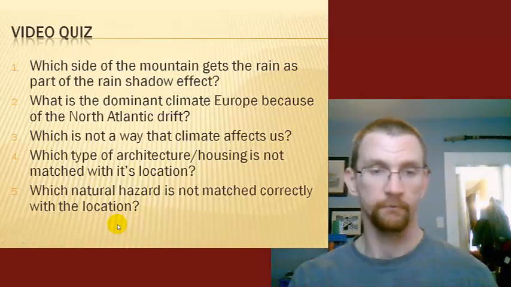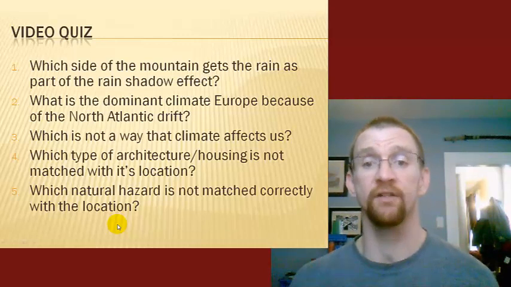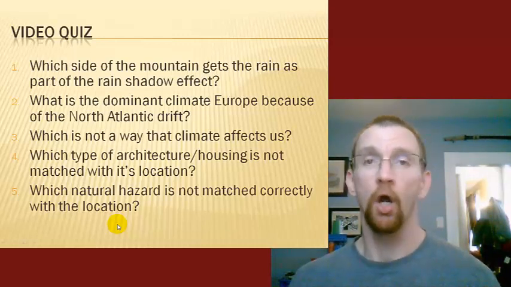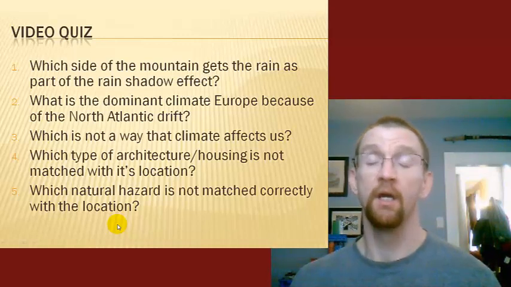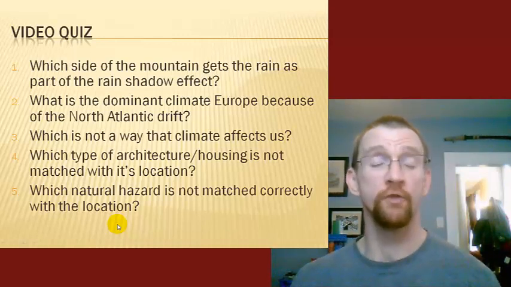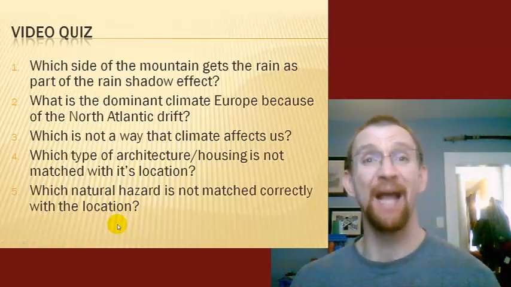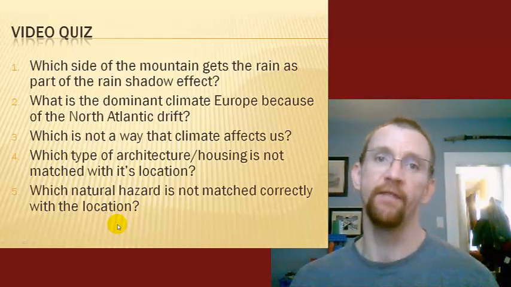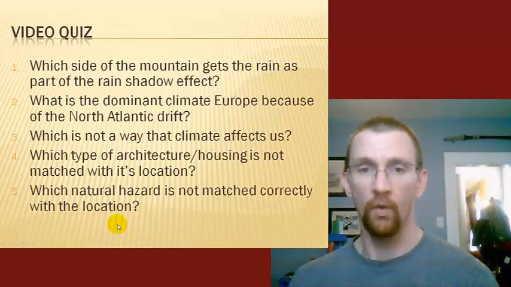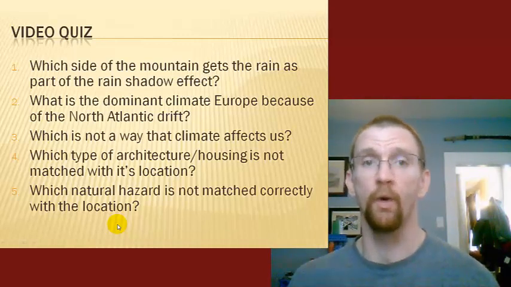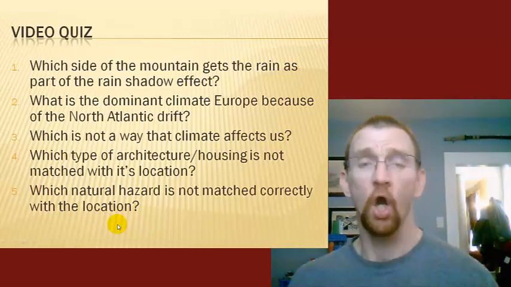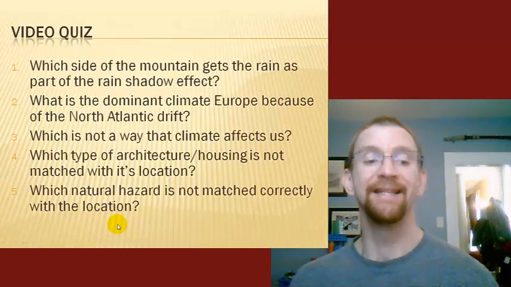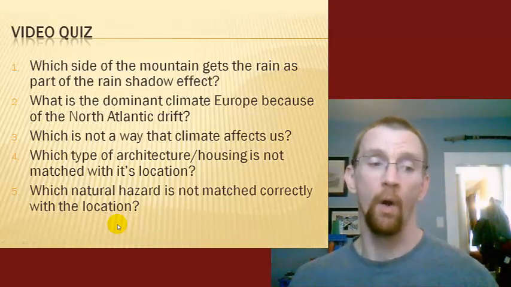Lastly but not leastly, which natural hazard is not matched correctly with its location? A, hurricanes found in the Atlantic Ocean, B, typhoons found in the Indian Ocean, C, monsoons in South and Southeast Asia, or D, tornadoes in the USA. Which natural hazard is not matched correctly with the location? A, hurricanes in the Atlantic, B, typhoons in the Indian Ocean, C, monsoons in South Asia, or D, tornadoes in the USA.